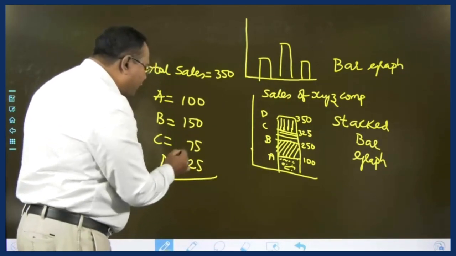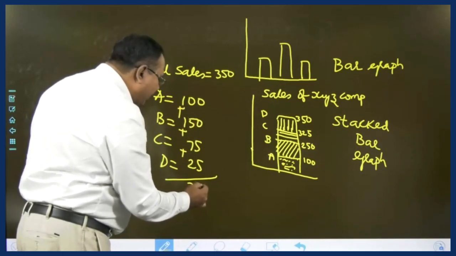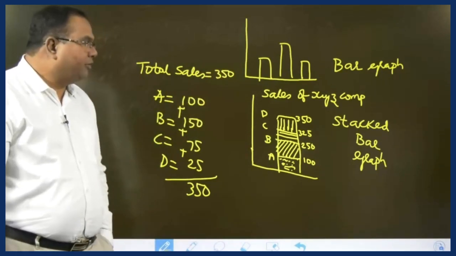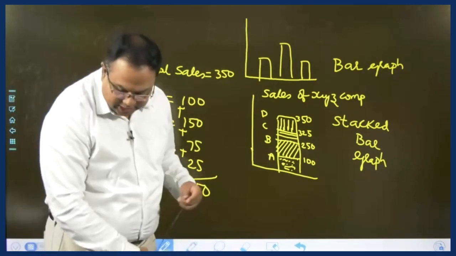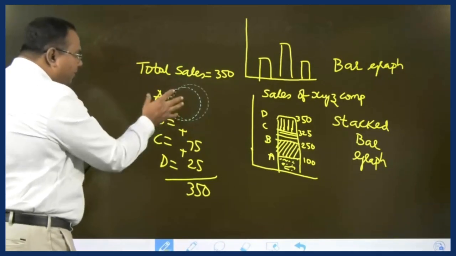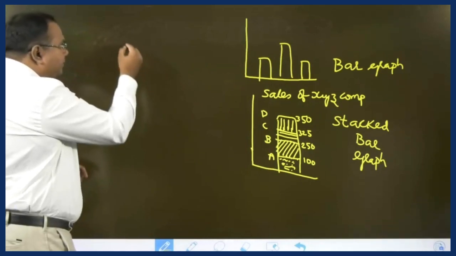Now, if I add these four, 100 plus 150 plus 75 plus 25, it must be equal to my total sales. Yes, it is equal to my total sales, 350. That is how you read your values from the stacked bar graph. Right, students? Now, there is one more type of bar graph. I am erasing this now. There is one more type of bar graph. All of you might be aware of this.